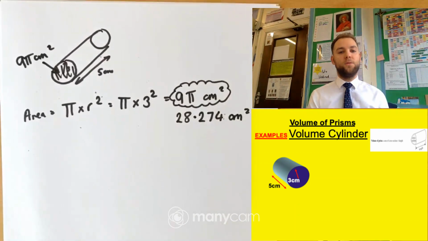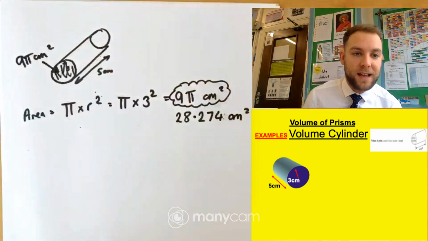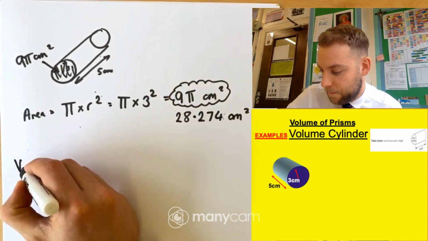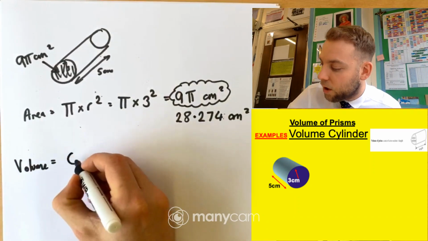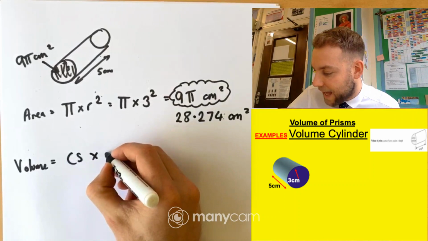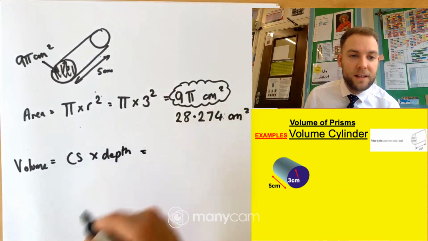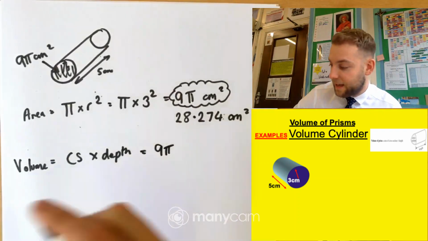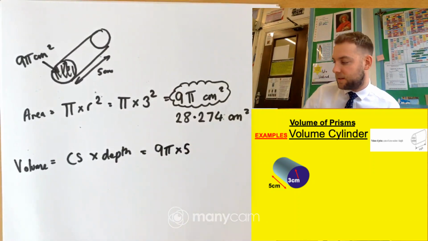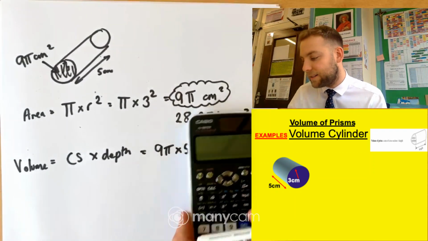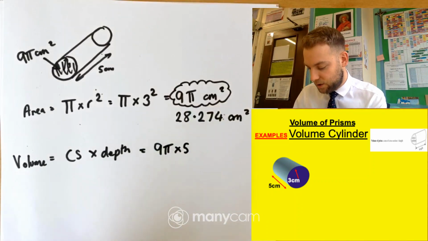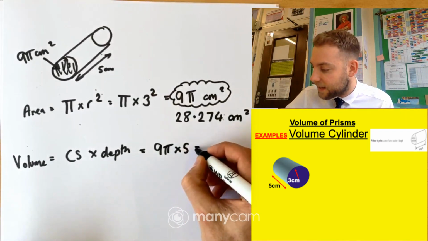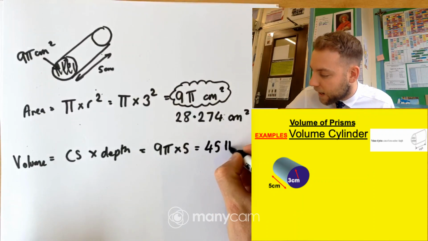So then what I need to do to find the volume of this, I need to times this by the depth. And the depth here is this 5 centimetres. So the volume is equal to your cross-sectional area times by your depth. And in this case, your cross-section is the 9 pi. Your depth is that 5 centimetres, so 9 pi times by 5 centimetres. So this one here, 9 pi times by 5. So 9 shift pi times by 5. I mean, we should be able to do that in our heads anyway, really, because 9 times 5 is 45. That's equal to 45 pi.